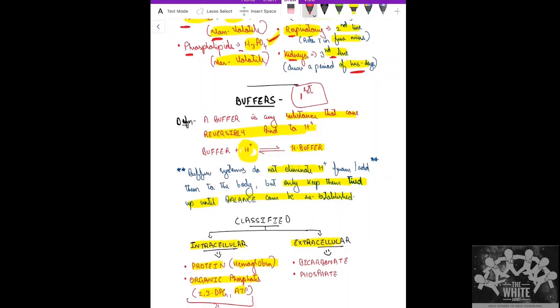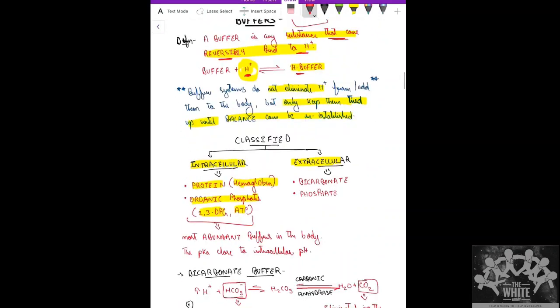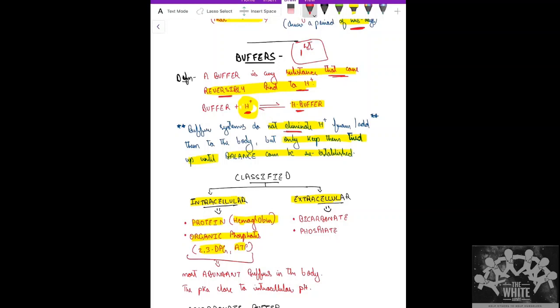Now we can see a buffer is any substance that can reversibly bind to H plus. So buffer plus H plus forms H buffer. One more concept to note is that they do not eliminate H plus. All they do is bind. And once the site is reached, like the lungs or kidney, the H plus gets eliminated. So the role of buffer is only to bind. They do not eliminate.